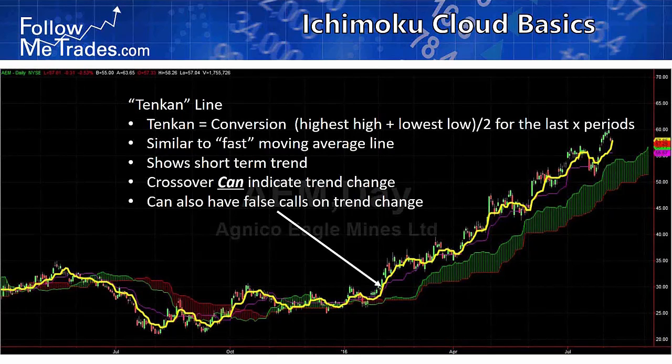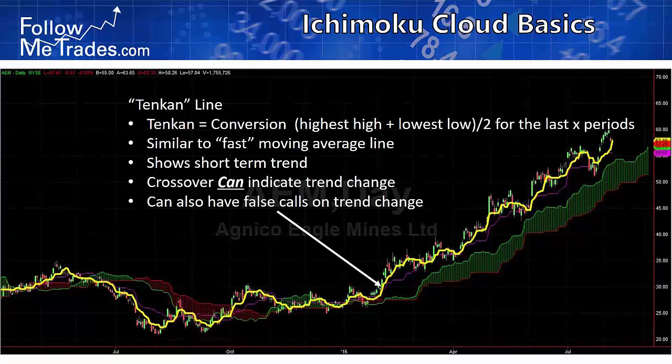And the simple moving average takes the average of the closing prices of those bars you're looking back. The Tenkan line is calculated by taking the highest high and the highest low, and the average of those divided by 2 for the look back period. Okay, so it's similar but different.